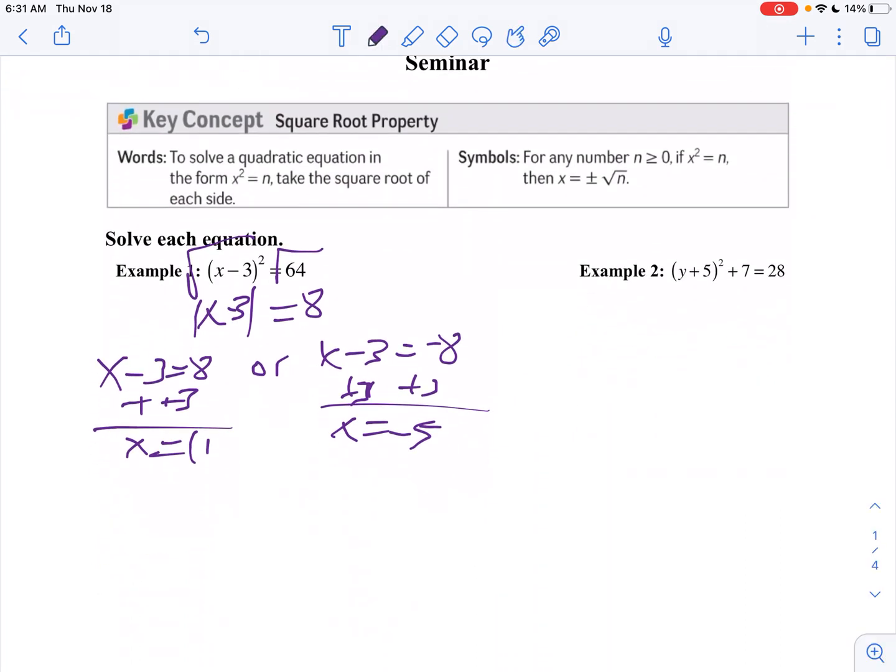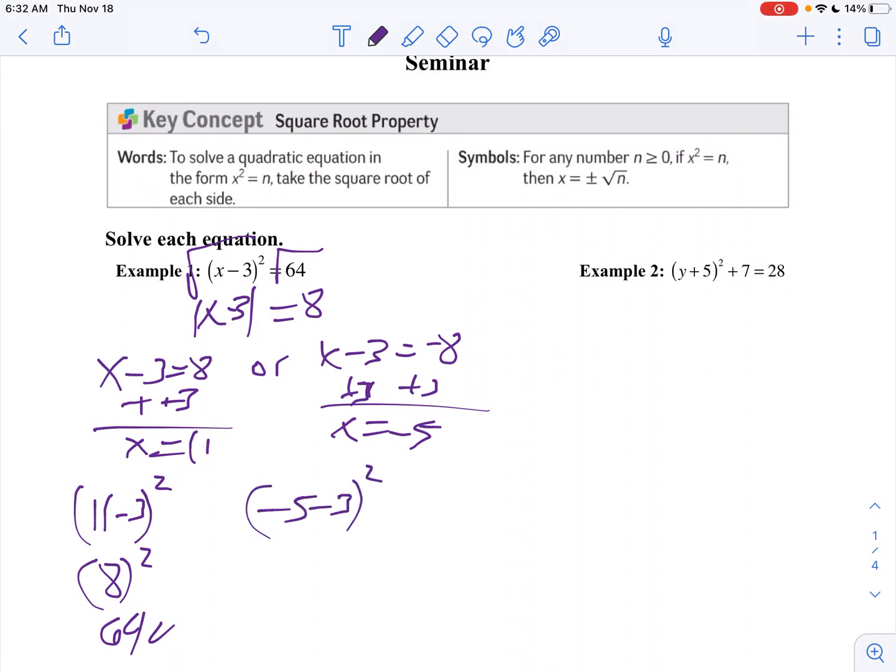If I put an 11 for x, 11 minus 3 squared. Well, 11 minus 3 is 8, and 8 squared is 64, so that checks. Let's put in negative 5. So negative 5 minus 3 squared is negative 8, and negative 8 squared is 64. So there you have it.